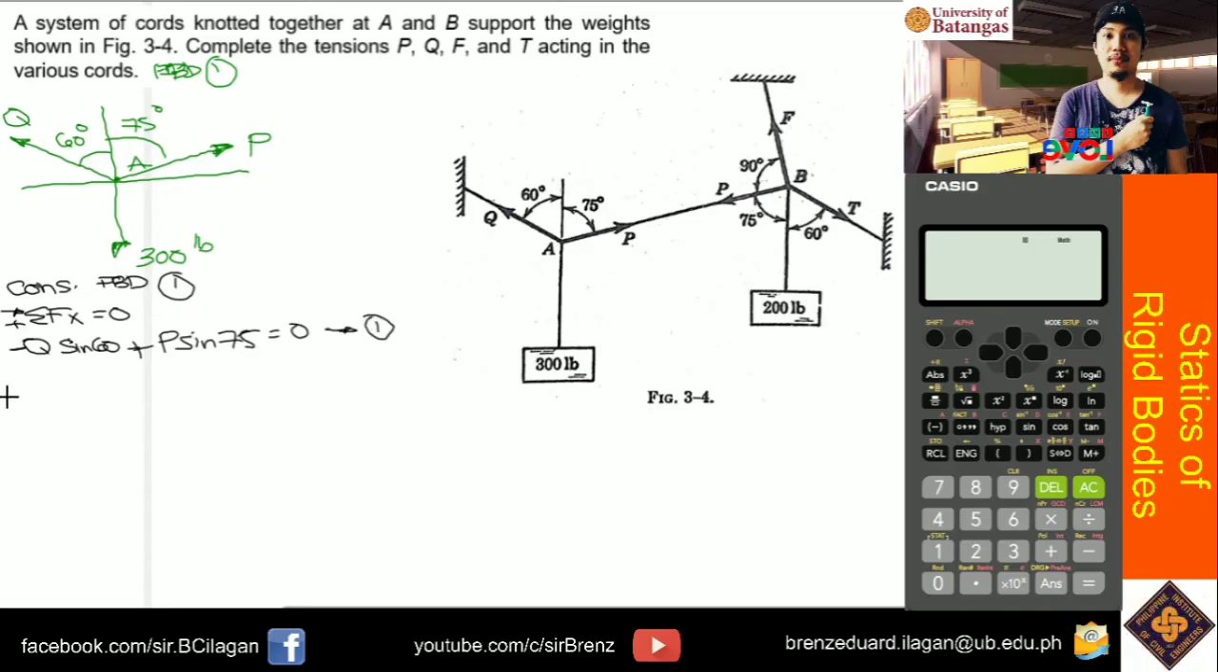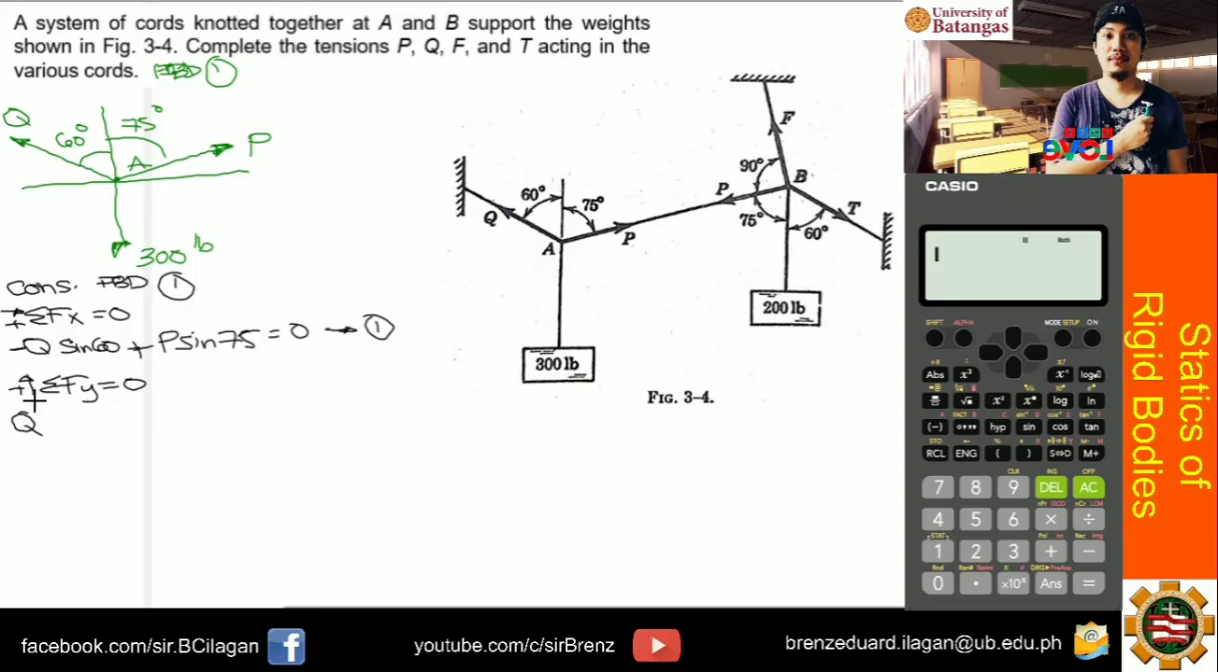And yung sunod na equation will be coming from summation of forces Y. So meron tayong dalawang equation na pwedeng ganun. So summation of forces Y considering upward direction as positive. So unahin natin yung Q. The equation will be, so pasaan yung kanyang Y component nito? Pataas, di ba? Or that will be Q.